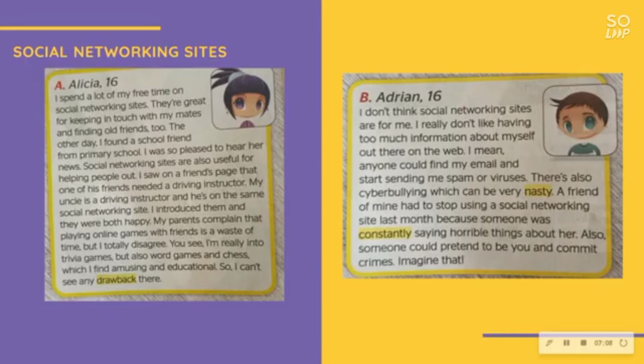So you can see these are highlighted words. So we're just going to keep that, and then we move on to the next, which is the B one.